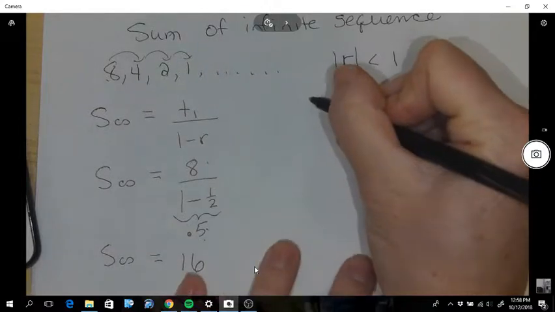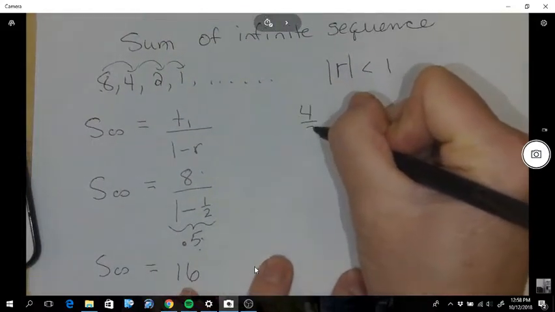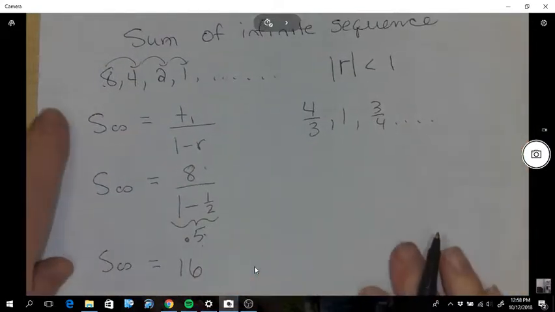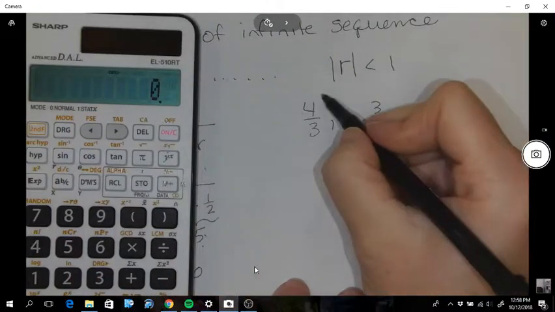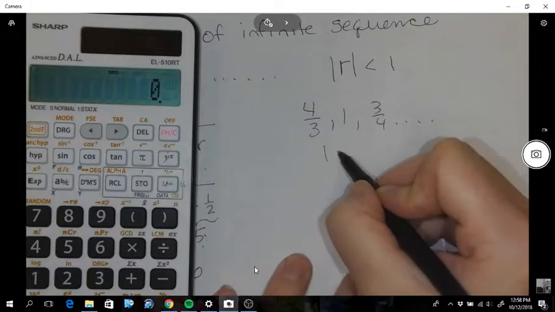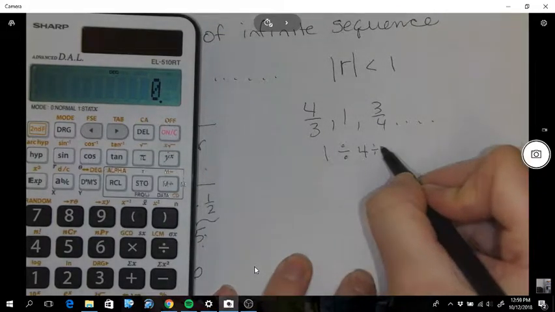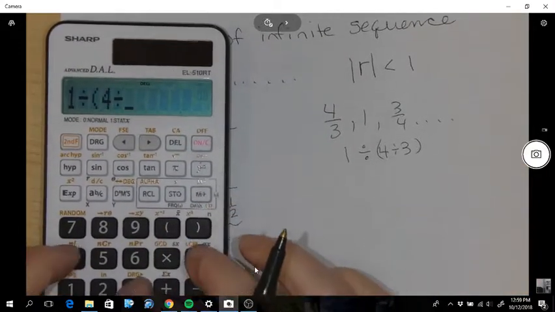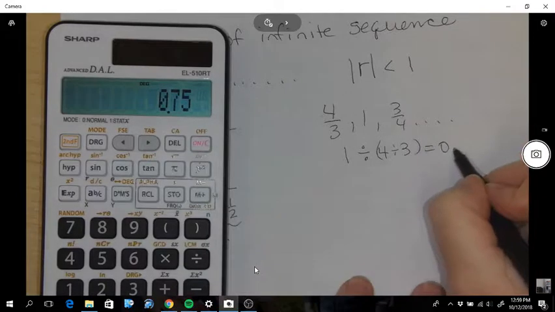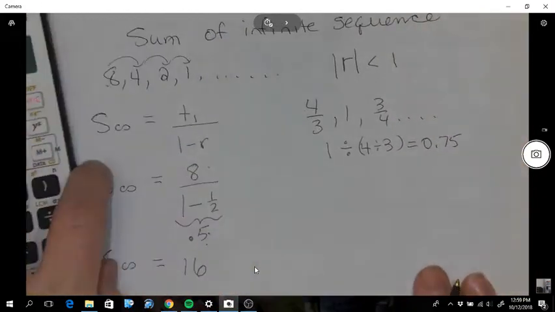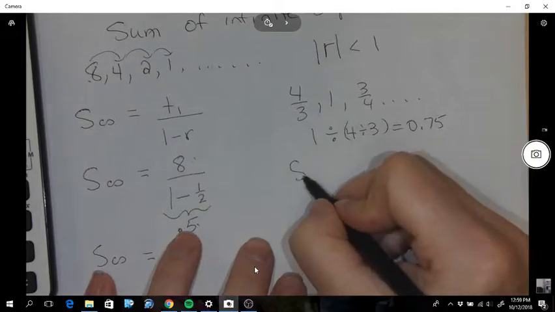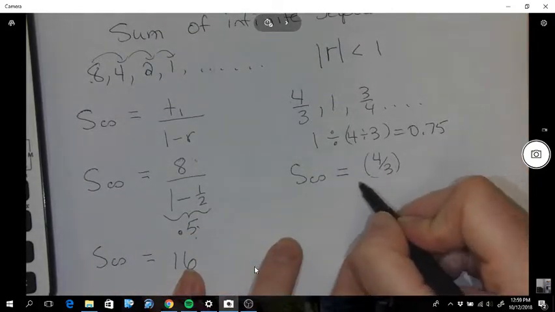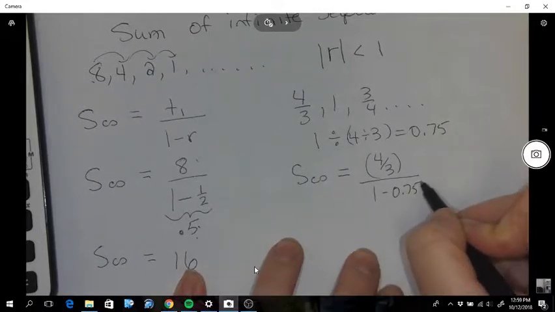Okay, let's do another example. 4/3, 1, 3/4, etc. Okay, so we don't really see the R, so I'm going to take a term and divide it by its previous term. So 1 divided by 4/3 equals 0.75. So every time we're timesing by 0.75. So the sum of the entire sequence is going to be the first term over 1 minus R.